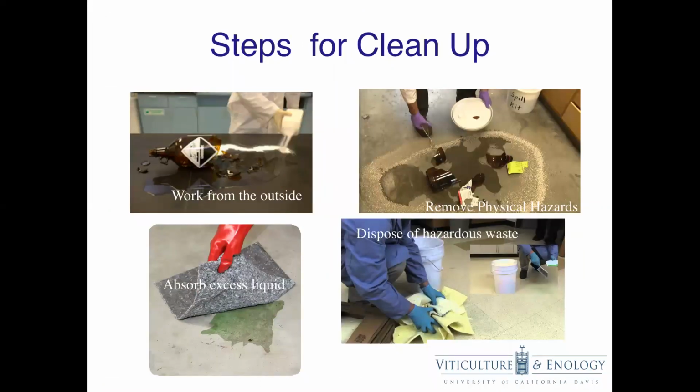Here are some steps for cleaning up chemical spills. Work from the outside in. Start containing the spill with a barrier of absorbent material to prevent further spread. Remove any physical hazards such as glass with tongs and place in a hard-walled container. Absorb any excess liquid using paper towels or other absorbent material. Double bag in plastic bags or a single hard plastic container and dispose of as hazardous waste.